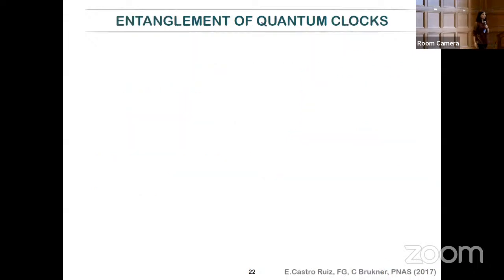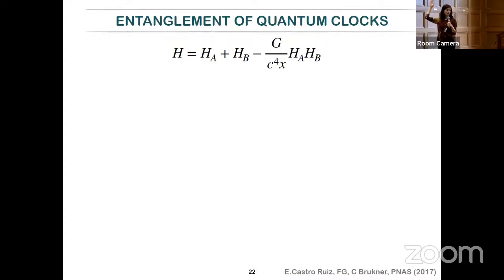And now we can keep playing this game by adding another clock. So let us now take two clocks that are gravitationally interacting with each other. Now here we got rid of all the external degrees of freedom. We're just considering the degrees of freedom of the clock. But basically the term that is both on A and B is the gravitational interaction, where H divided by c squared would play the role of a mass. You can derive that in a more formal way, but basically you would get the same thing.